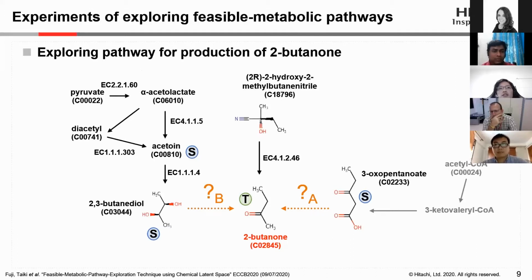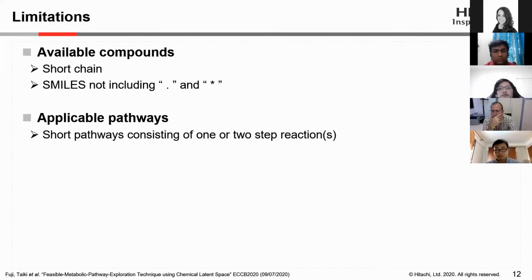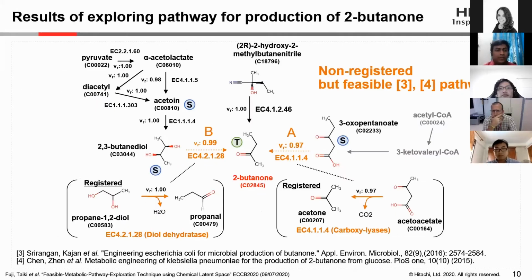For validation pathway B, pathway exploration was conducted with the proposed technique using acetylene, which is a precursor, as the start compound. This pathway includes a non-registered reaction from which 2-butanol is produced from 2,3-butanediol. As a result, we explored five pathways connecting the metabolic pathways.